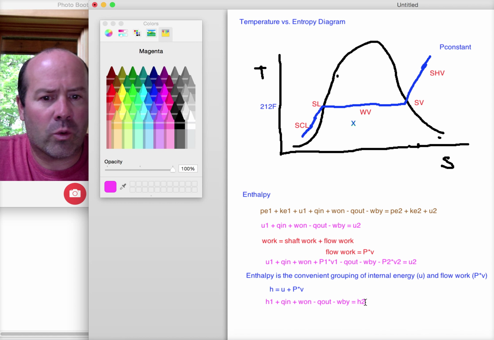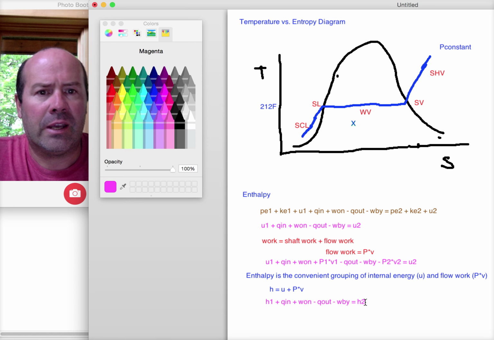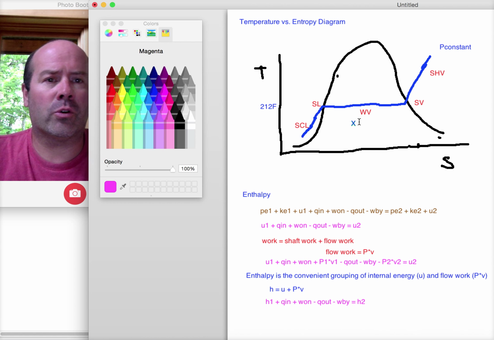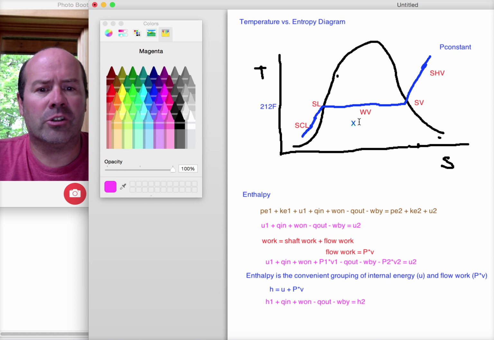In our next video, we're going to learn how to go into something called the steam tables, and given any pressure or any temperature or any entropy or any quality, find the H's. Then once we can find the H's, we can find all sorts of energy terms.